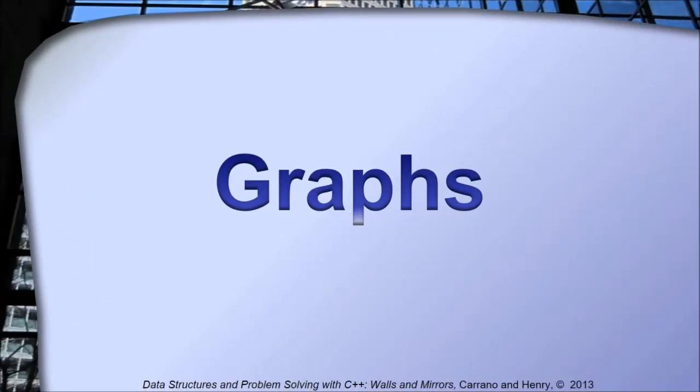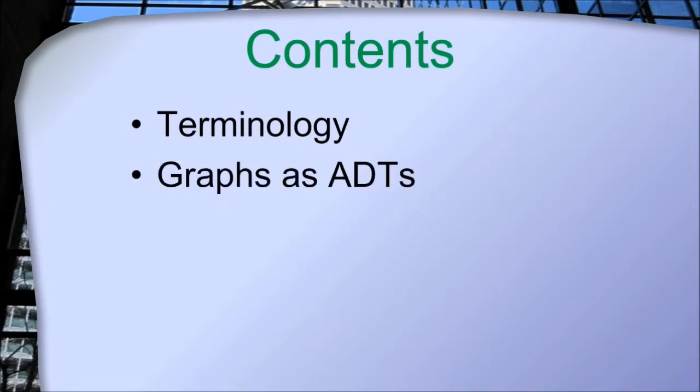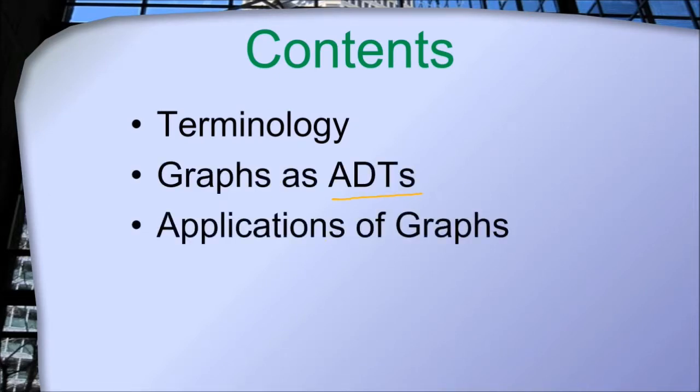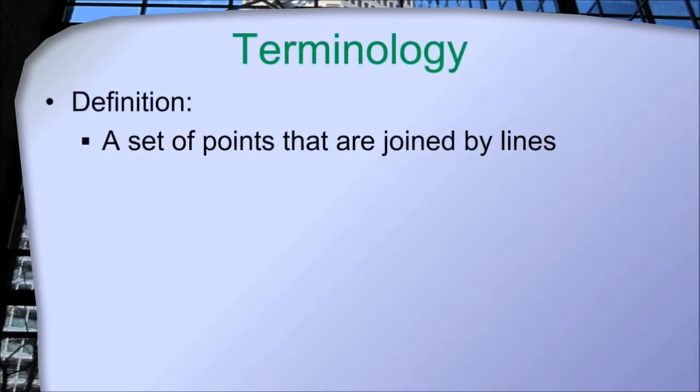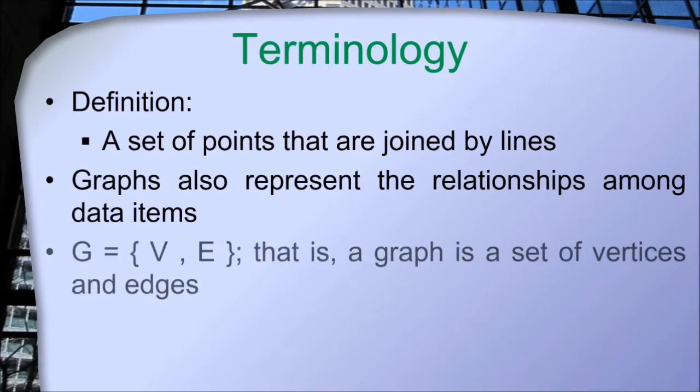So we are looking at graphs today. We'll see the terminology first, then graphs as abstract data types, then the applications of graphs. First is the definition. A graph is nothing but a set of points that are joined by lines, and graphs also represent the relationship among the data items.